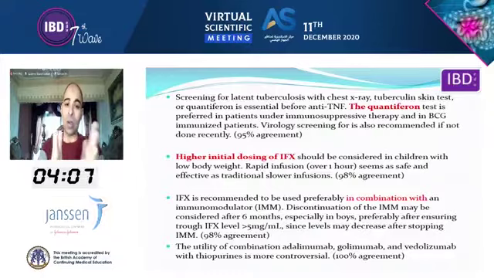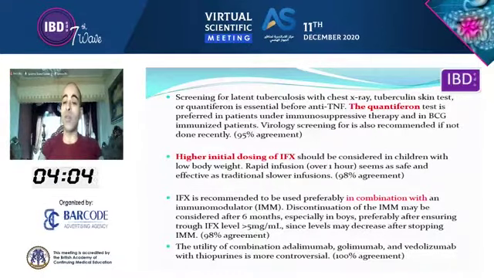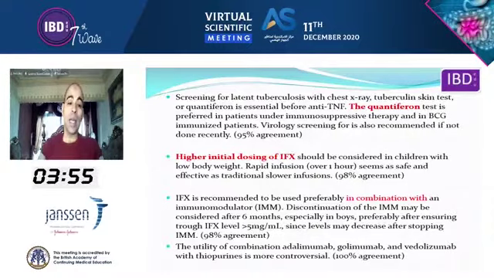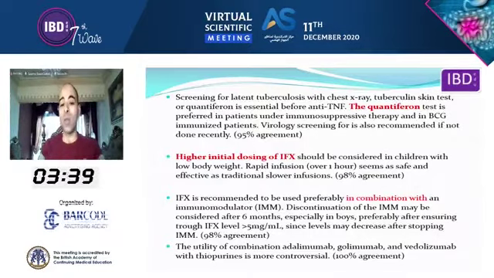In children, also like in adults, don't forget screening for TB, virology. Also, in children, we may need high initial dosing of infliximab in children with low body weight. We can also give rapid infusion of infliximab over 1 hour with the same safety as slow infusion. We can give infliximab in combination with immunomodulators, as we know, to reduce the production of antibodies. And we can discontinue immunomodulators after about 6 months, especially in boys, after ensuring trough infliximab level.